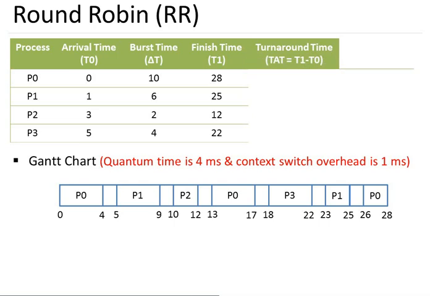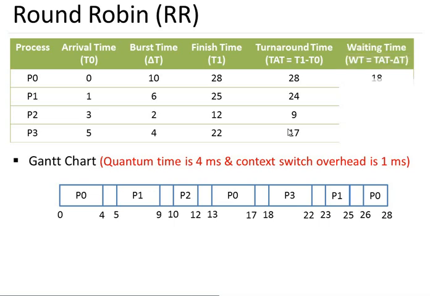So the turnaround time for P0 is 28. After that, for process P1 it is 24. Why? Because 25 minus 1. After that, 12 minus 3, that is 9. After that, 22 minus 5, and you get your TAT.